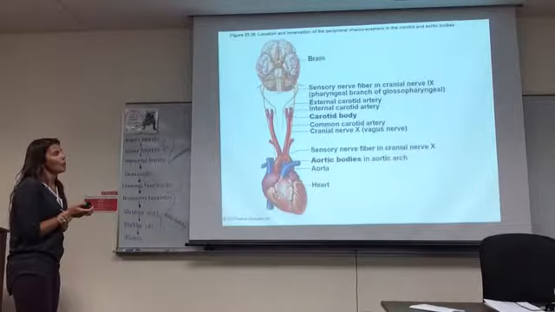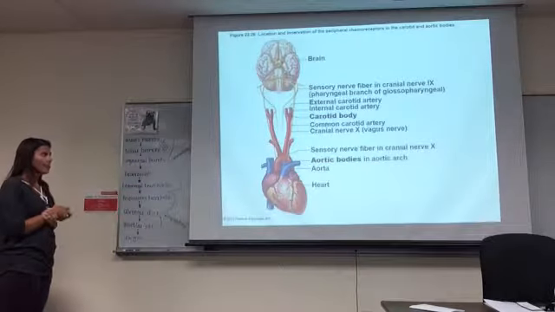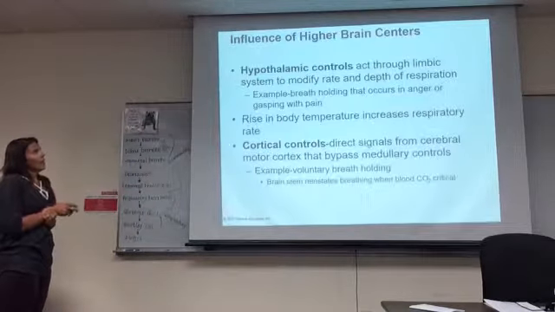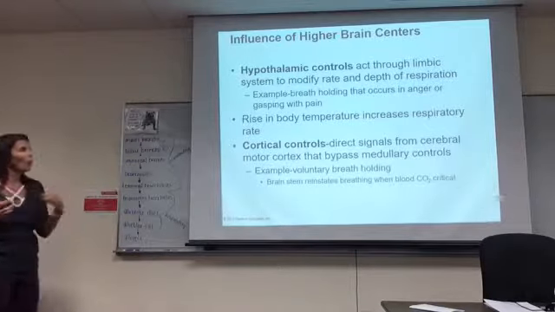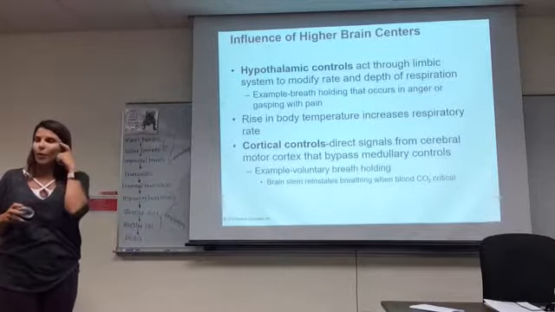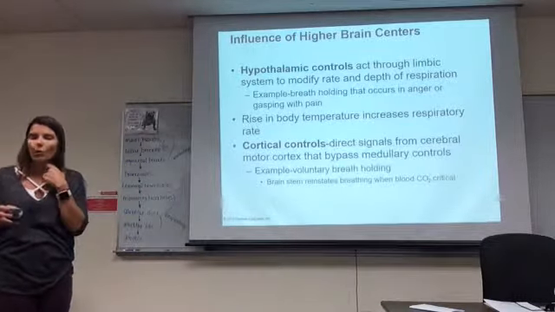Okay, so this is showing you the innervation of the nerves. Hypothalamic controls: your hypothalamus controls your respiratory rate, and it's going to impact right around that, remember, is your limbic system. So if you're excited, your respiratory rate will increase. If you're sad, it will be impacted as well.